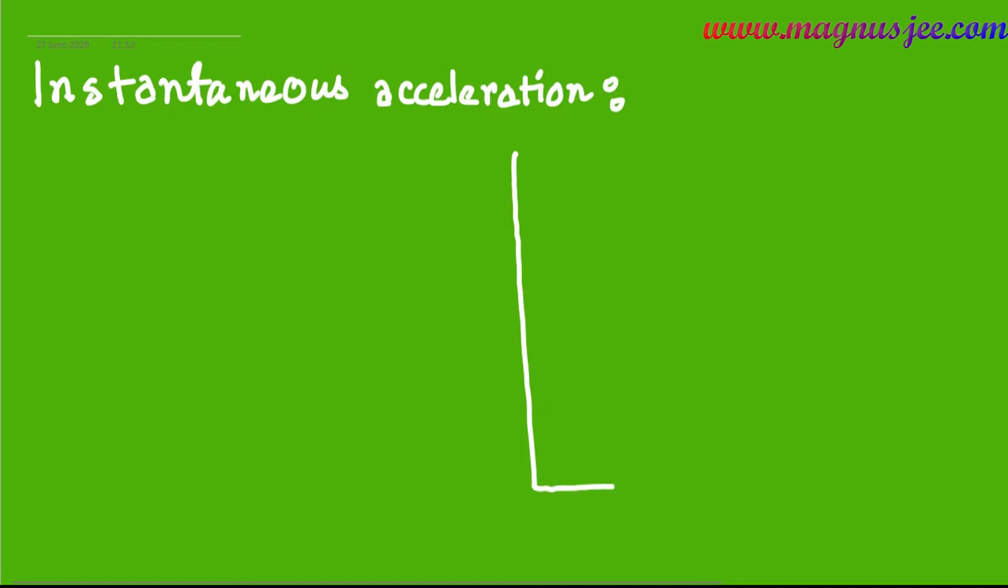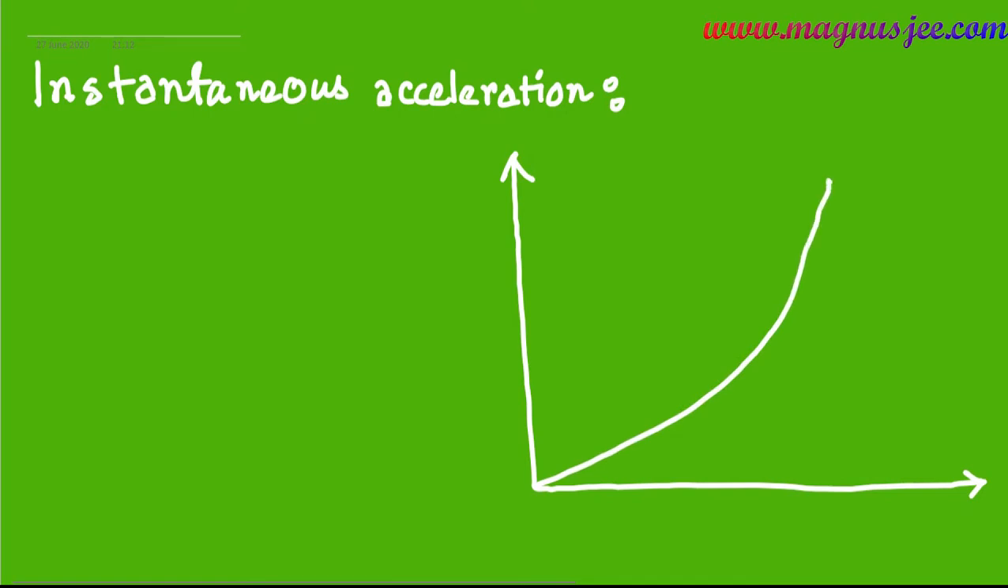Instantaneous acceleration. For that, we can draw a velocity time graph of a body moving with non-uniform acceleration. That's why the graph will be a curve, not a straight line. And we consider two points A and B on this velocity time graph.